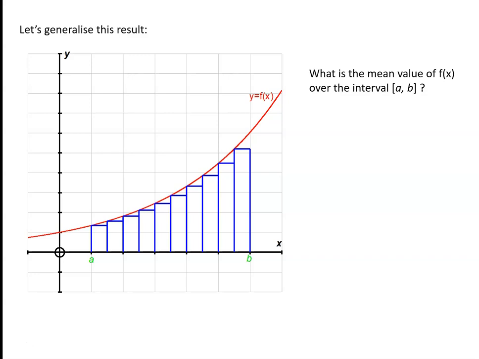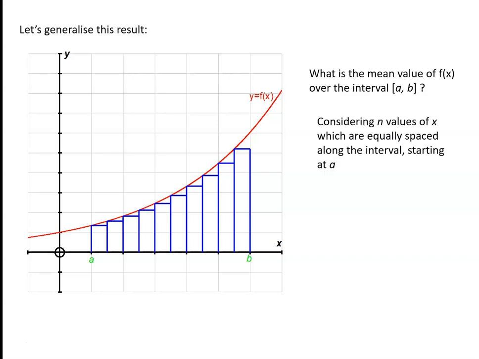x1 is going to be the x value at the start. x2 is going to be the x value at the left hand end of the second rectangle. x3 is going to be the x value at the left hand end of the third rectangle. x4 is going to be the x value at the left hand end of the fourth rectangle. xn is going to be the x value at the left hand end of the nth rectangle.